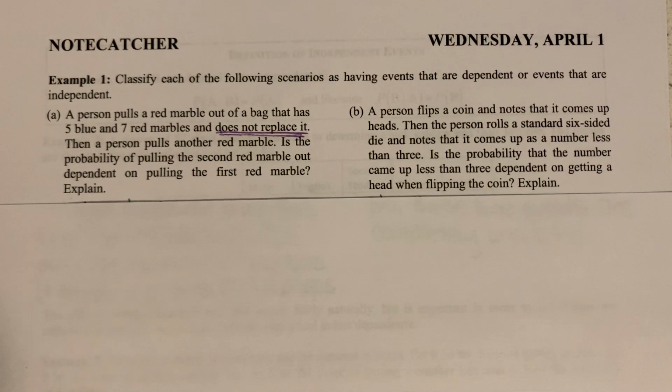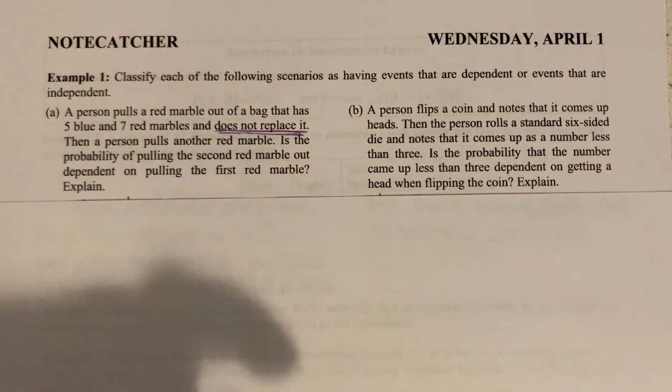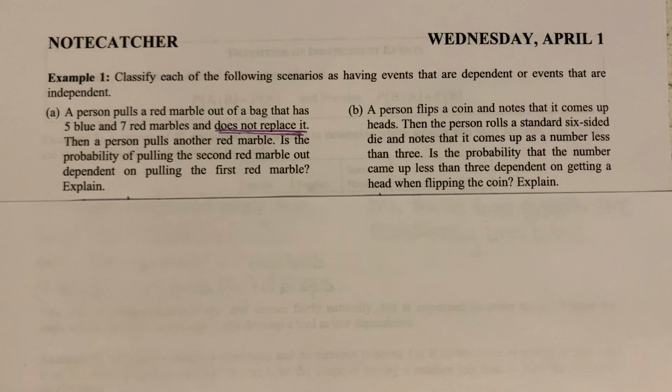So let's look at A and just use common sense. A person pulls a red marble out of a bag that has five blue and 7 red, and they do not replace it. They do not put it back. So I take a marble out and it's red, and originally there were 5 blue and 7 red. Well, then I'm going to pull out another red. So is the probability of pulling out the second red dependent on pulling out the first?